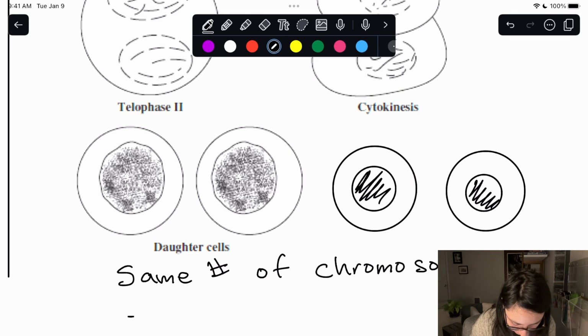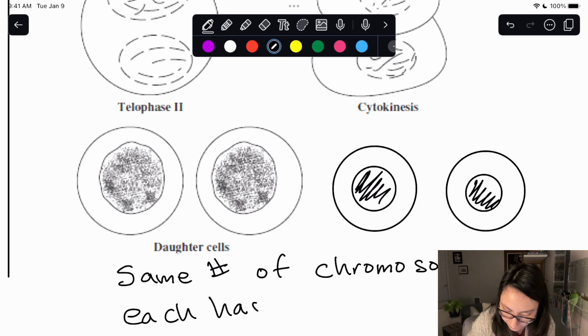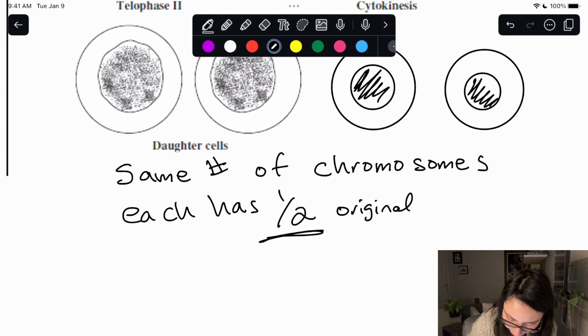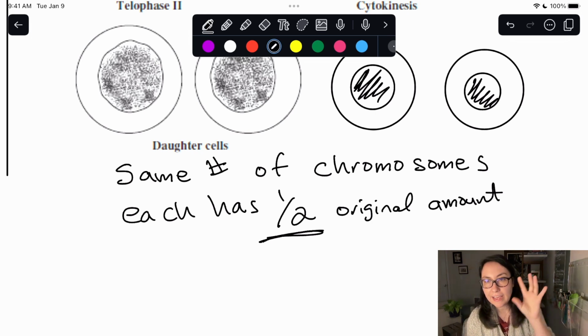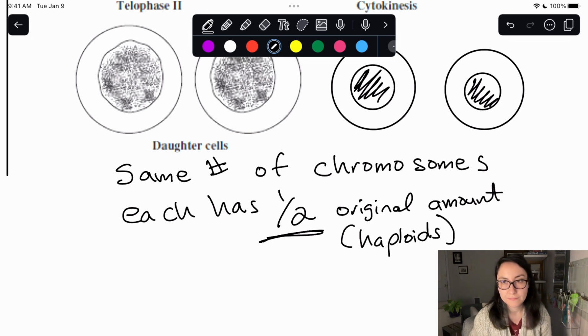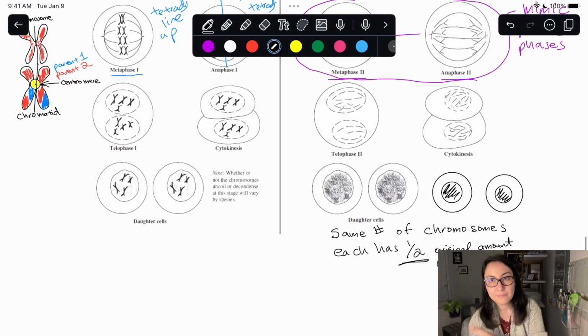But each has half the original amount from the first time it happened in prophase. And the reason why is because these are, again, haploids. They're not diploids. So understanding that will be good when you go into the exam, I hope. And I hope this has been helpful.